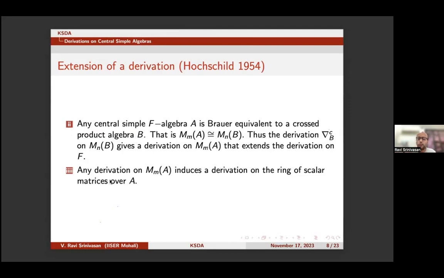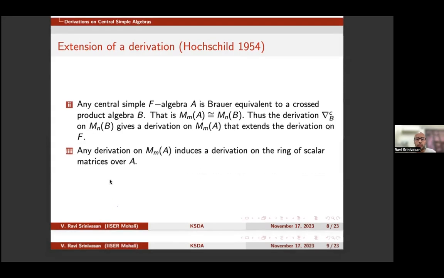And he shows the scalar matrices are going to be stabilized by this new derivation. So you do get a derivation on the ring A. So the proof of this is that way. It is complicated. It is not that straightforward, but one can prove the existence this way.